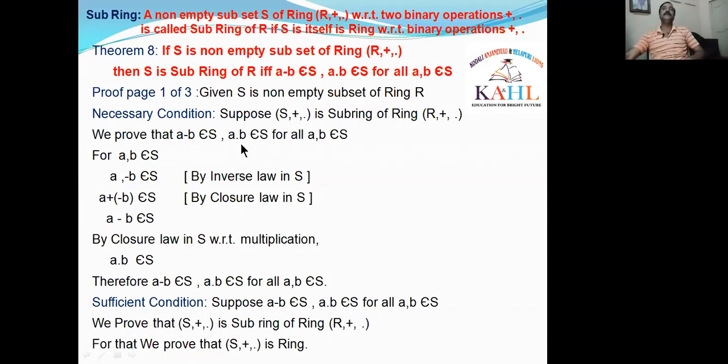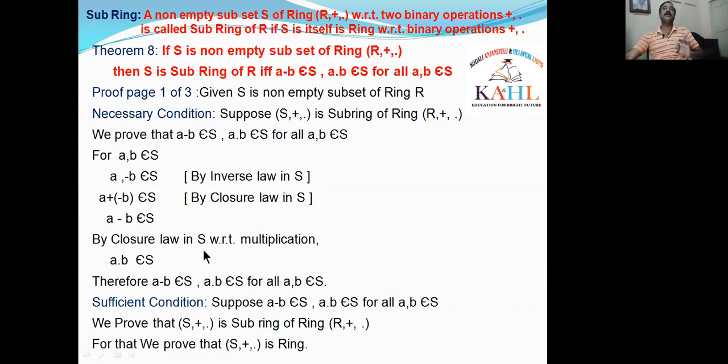And the second part, a dot b belongs to S. We have taken a, b belongs to S. What is S? S is a subring. Subring means ring. Ring means S plus is an abelian group and S dot is a semigroup. Semigroup means the closure law and associative law are satisfied in S with respect to multiplication.